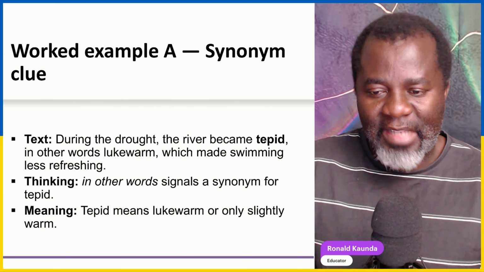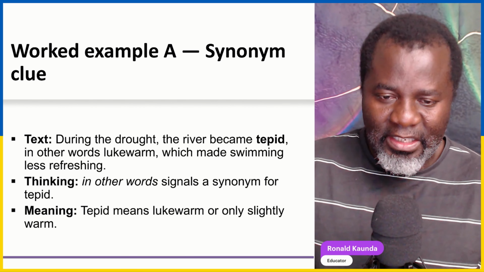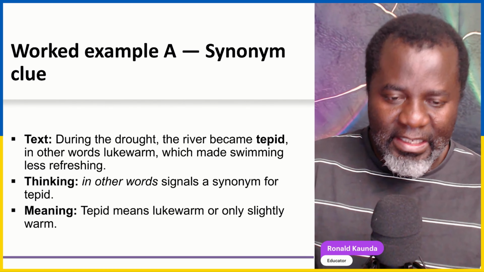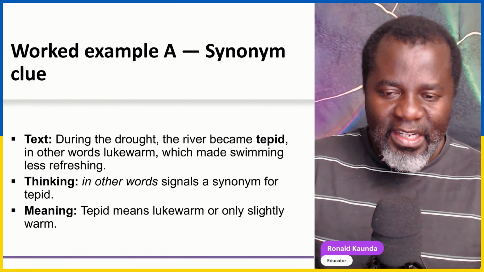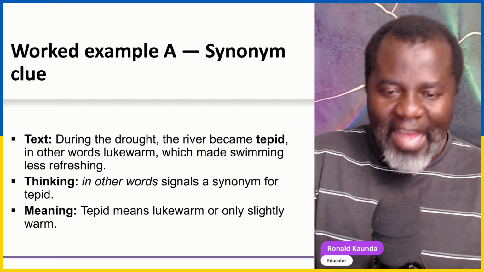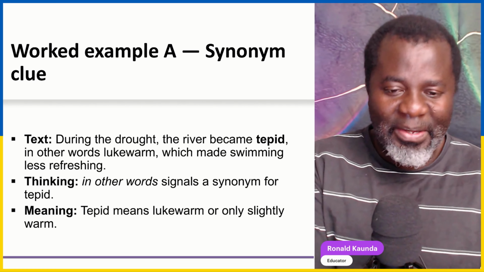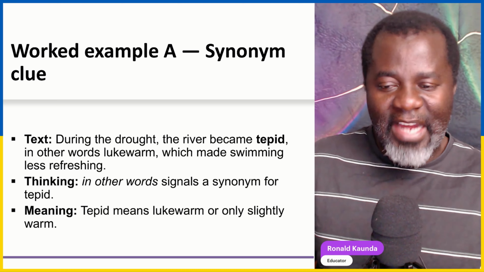Let's look at this again. During the drought, the river became tepid. Okay? During the drought, the river became tepid. I don't understand tepid, but I know the river became tepid. In other words, is giving me a similar word for tepid. I'm saying tepid, in other words. So you are using the synonym clue, and the clue here is in other words.